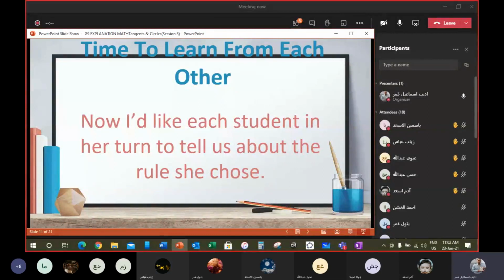يلا حسن عبد الله. البوينت بالنسبة للسيركل position between a point and a circle بتكون شو يا حسن؟ exterior و interior on the circle. Very good. برافو لحسن. طيب آدم.